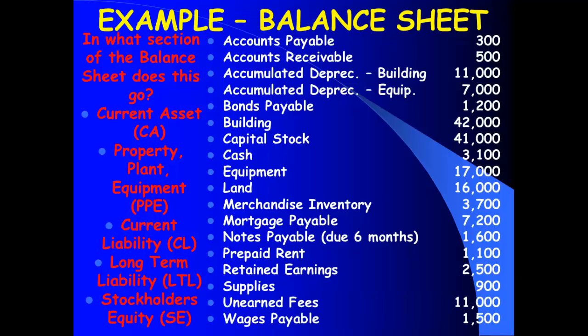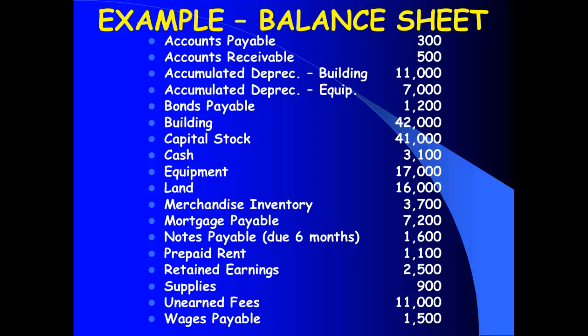The first thing I want us to do is spend just a minute and write down in which section of the balance sheet each one of these items goes. So let's do the first one together. Let me put up here on the board the options. It's a current asset, or it's property, plant, and equipment. It's a current liability, or it's a long-term liability, or it's stockholders' equity. Those are your 5 options right there.